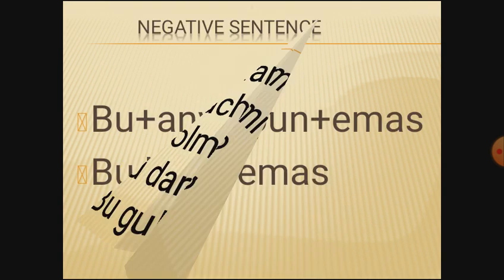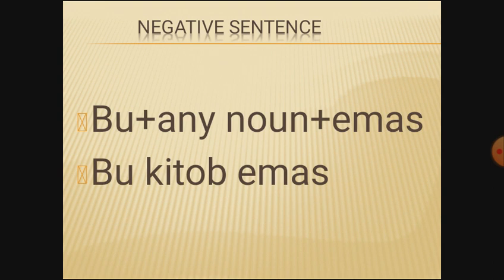Now we shall learn to make up a negative sentence in the Uzbek language. And the first is a rule for making up a negative sentence in the Uzbek language. In the first place, we omit the "dir" affix, then the word "emas" is added at the end of the sentence.